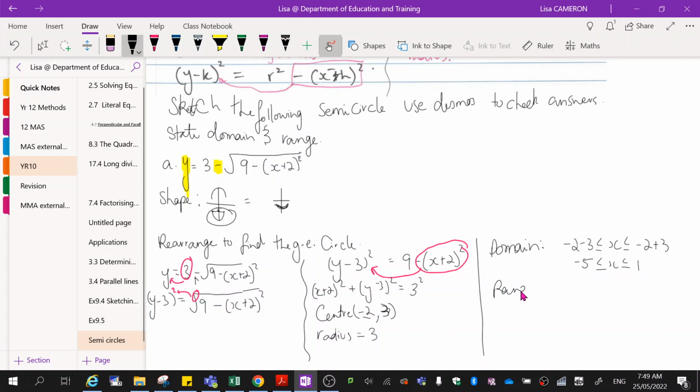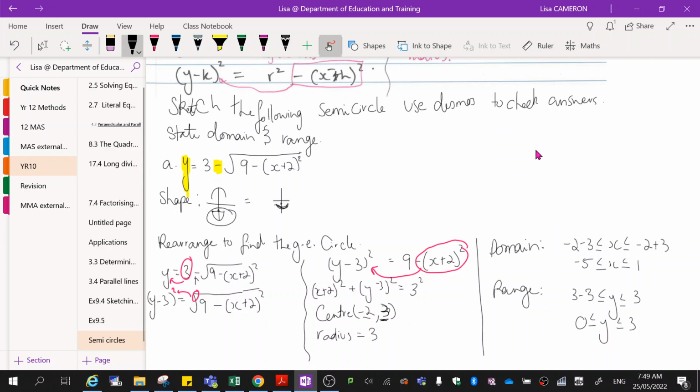Now we're going to look at the range. So when we look at the range, this time we're starting at the centre and we're only going down. So the lowest part that this will reach is 3, which is the y coordinate of the centre, minus 3. So the lowest is going to be 3 minus 3. And the highest point that it's going to touch is just going to be the 3. I don't need to add the 3 this time because we're not going up past the centre. So 0, y, all the way up to 3. So there's our domain and range.